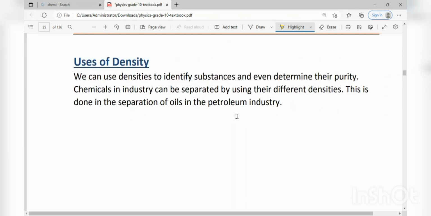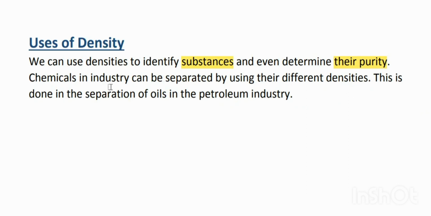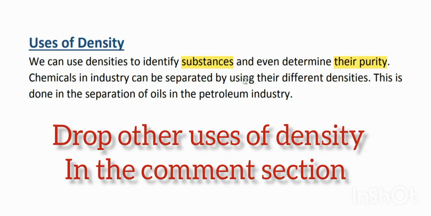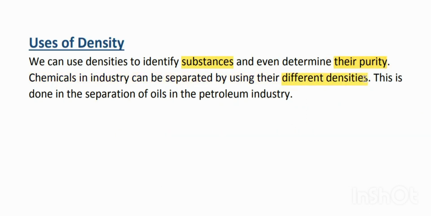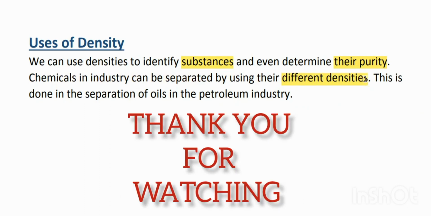What are some of the uses of density? How is density helpful? Chemicals in industries can be separated by using their different densities. You can separate them by using their different densities because each chemical has its own density. So you can separate using the density.